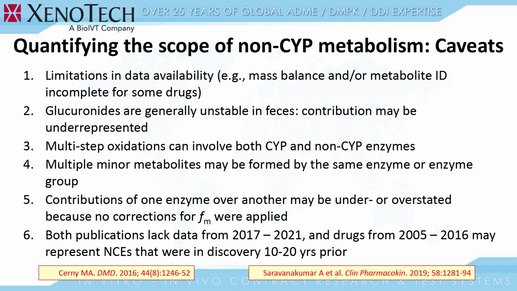And lastly, both publications lack data from 2017 to currently here in 2022. So drugs from 2005 to 2016 may represent drugs that were in discovery 10 to 20 years prior. So this is a look backwards. And it could be that in 5 years from now, we'll be saying that other drug metabolizing enzymes are more important than we're saying that they are now. But again, I don't think this is happening anytime soon, but it's definitely something to keep in mind.